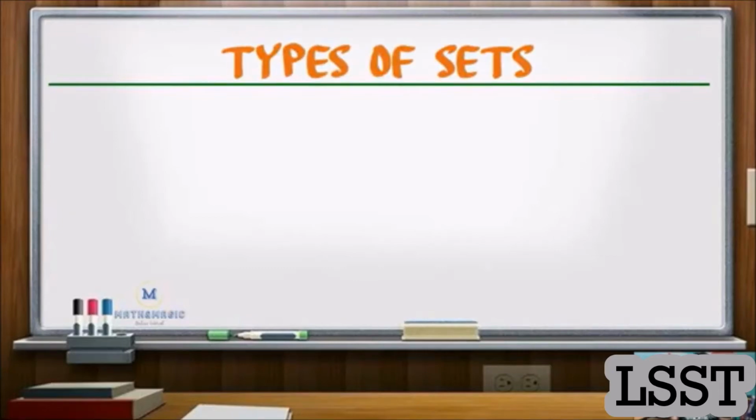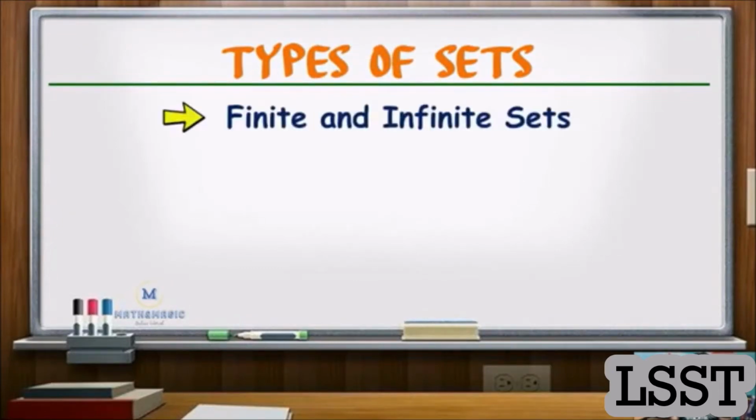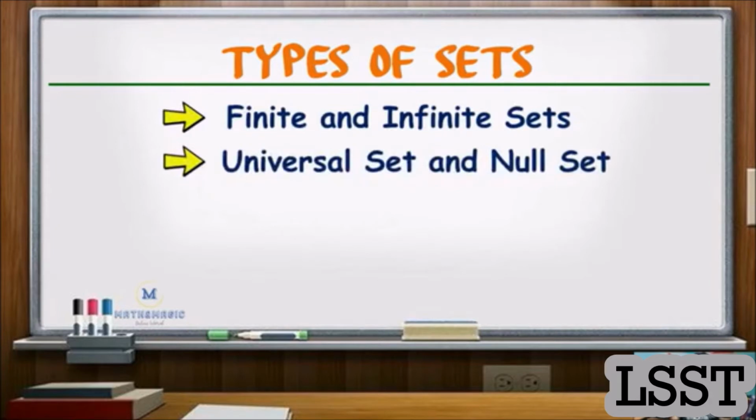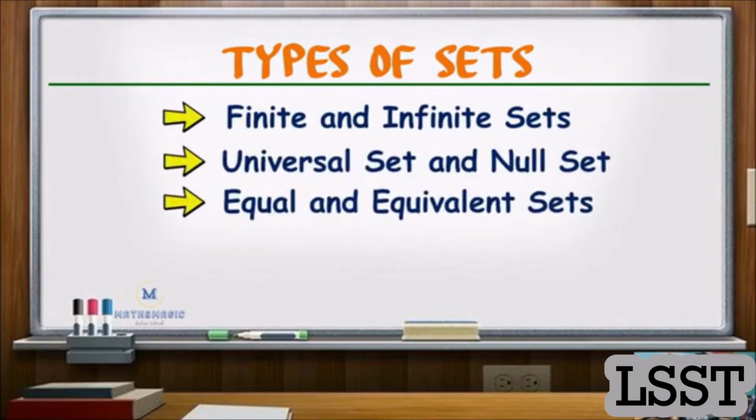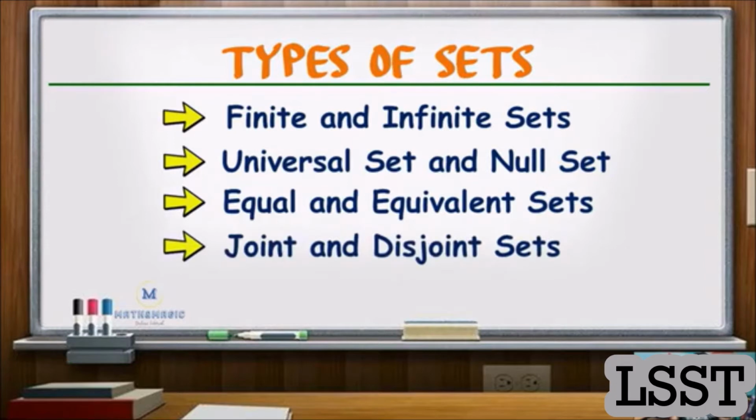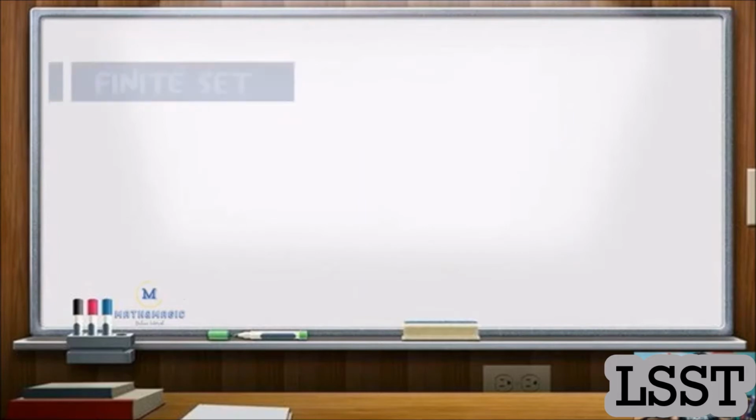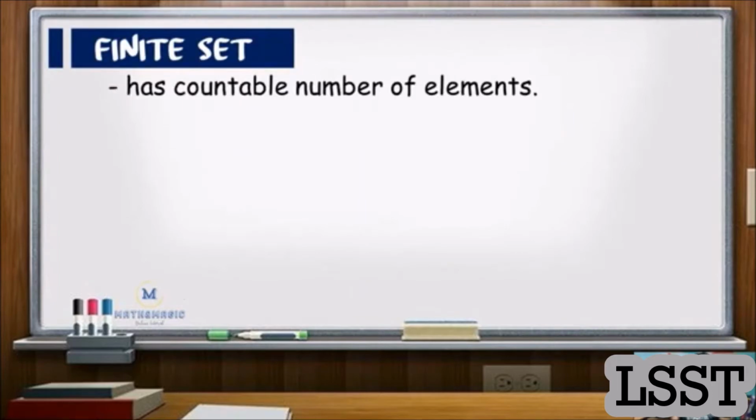Next, we have the types of sets. First, we have finite and infinite sets, universal set and null set, equal and equivalent sets, joint and disjoint sets, and subsets. We say that a set is finite if it has countable number of elements.